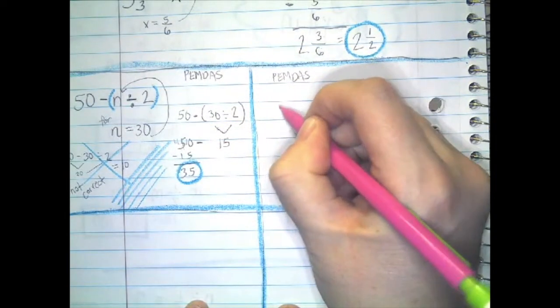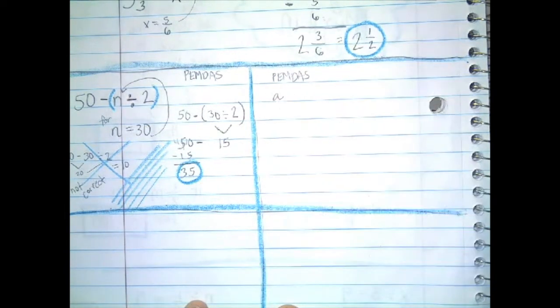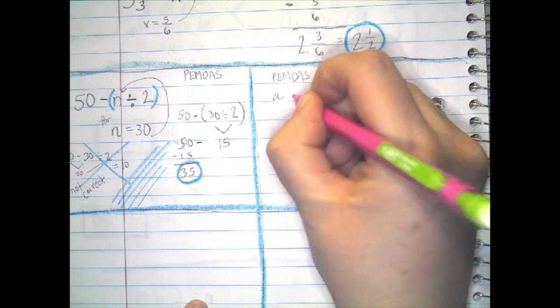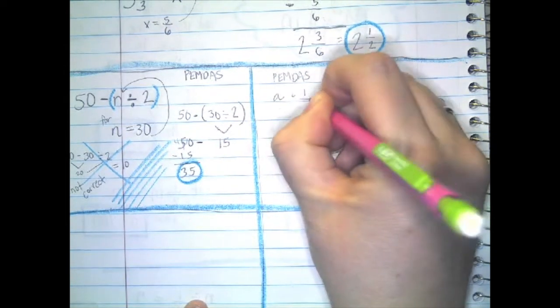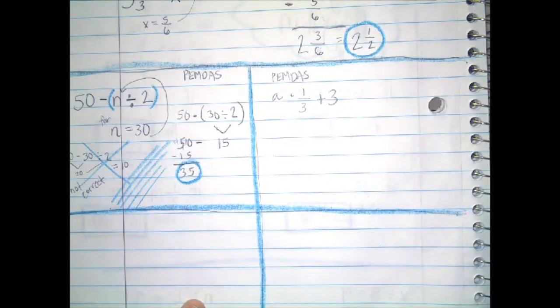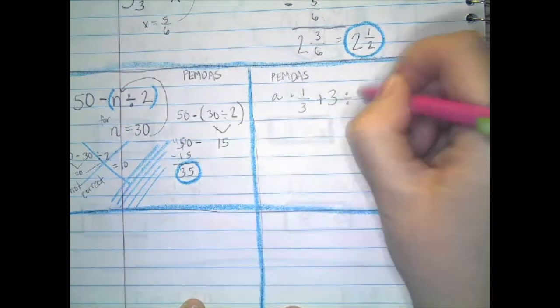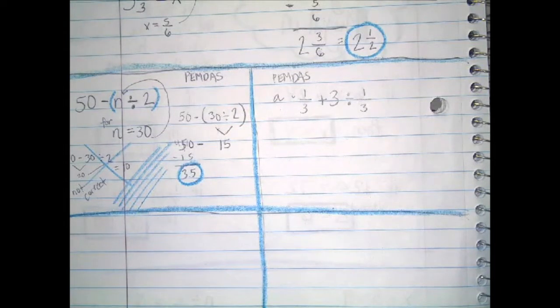Ready? A, so there is the variable right away. I think I'll do it right here. A times 1/3 plus a big 3, a whole 3, divided by, ooh, there's lots of things going on, a 1/3. Wow, lots of things are going on here.